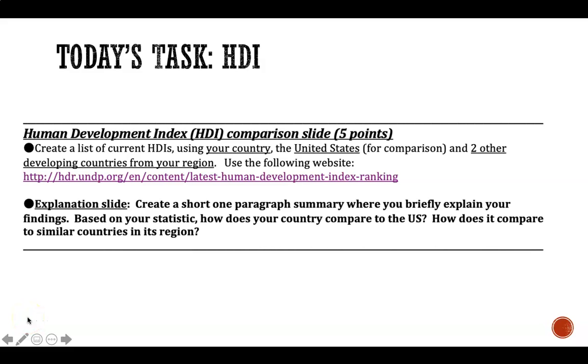Here are your instructions for part 5 of the Human Geography 9A final project. This is to work with the Human Development Index, right? So you are going to compare the HDI of the country that you have chosen to the United States and to other developing countries in your region. And you're going to use this website right here to do so.